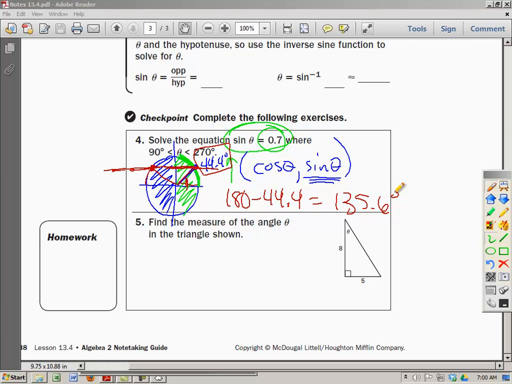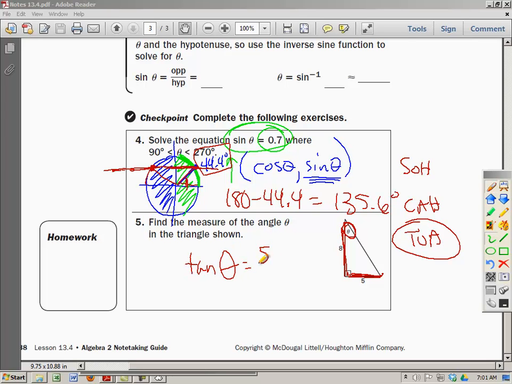Finally, for this last one, in relation to this angle theta here, we have the opposite side and the adjacent side. So we have to go back to what we talked about in the very first lesson: what ratio involves opposite and adjacent? That's the tangent ratio. So the tangent of some angle theta is equal to opposite over adjacent. Then the inverse tangent of 5 over 8, when I plug that in my calculator, I come out with a 32 degree angle. And so that's really the gist of lesson 13.4 on evaluating inverse trig functions.